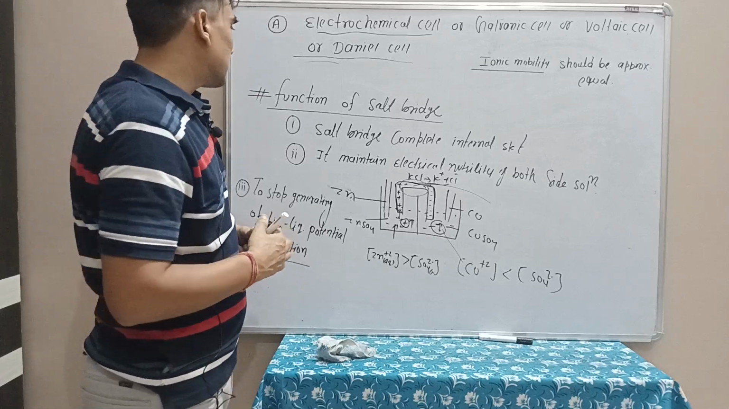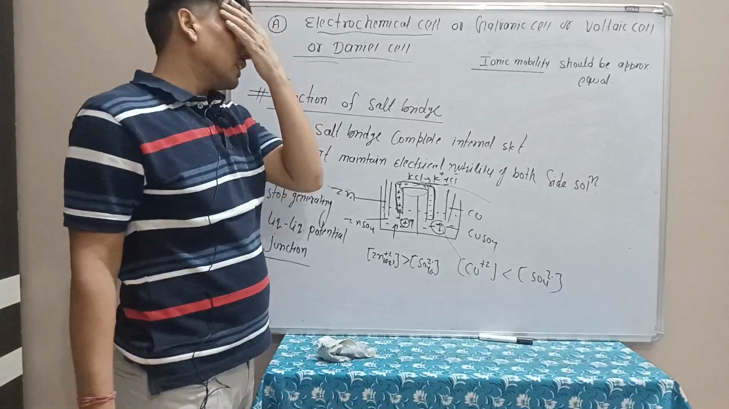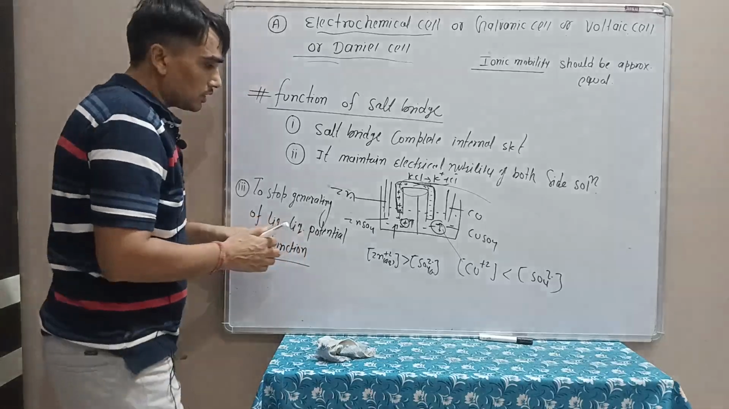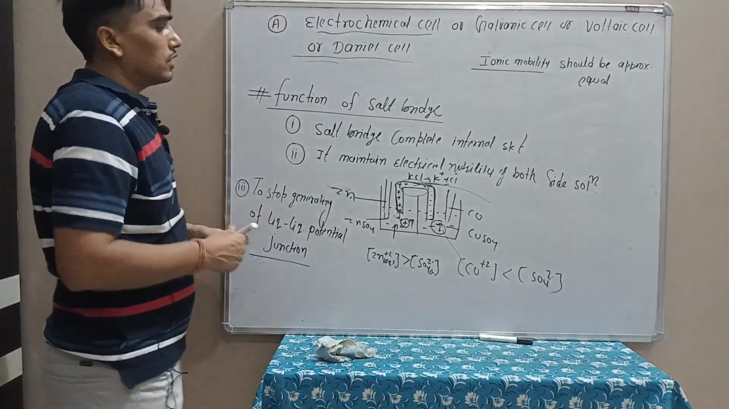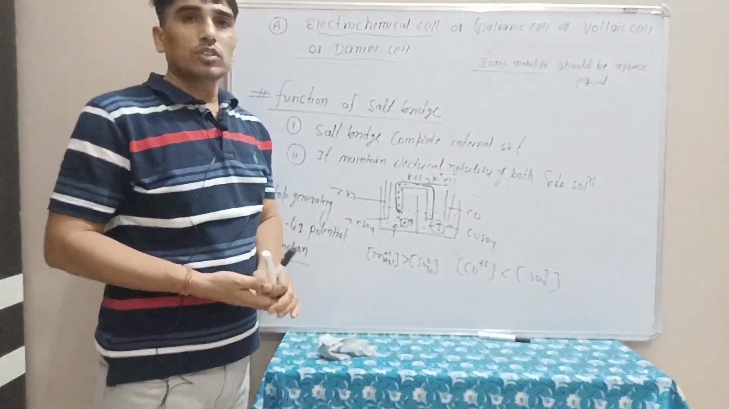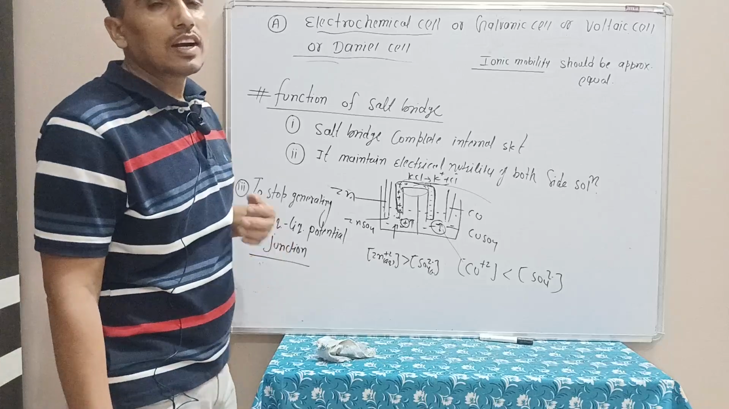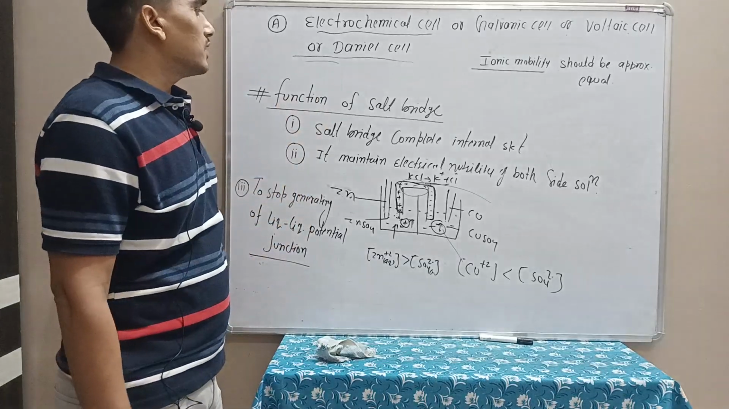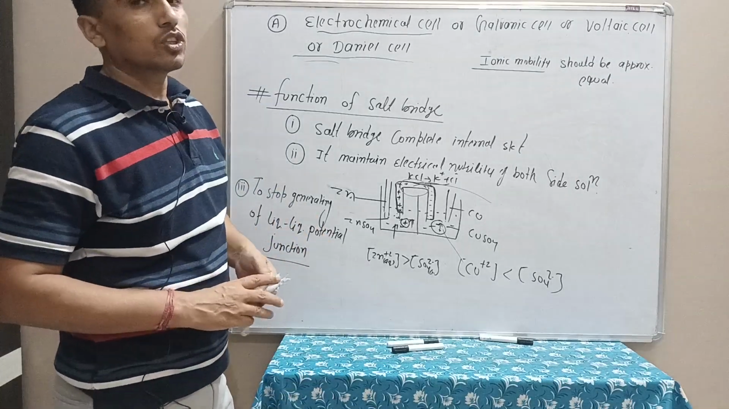Do you understand, students? Then we can say that the functions of salt bridge are: first, salt bridge completes the internal circuit. This is the internal circuit. Second, it maintains electrical neutrality of both side solutions, and third, to stop generating liquid junction potential. I hope you can understand this easily. And now we talk about cell representation of Daniell cell.